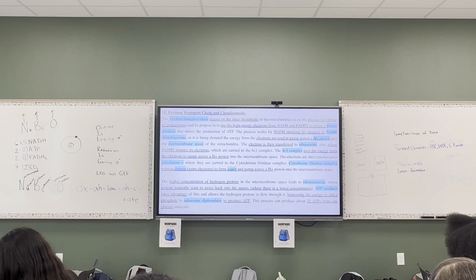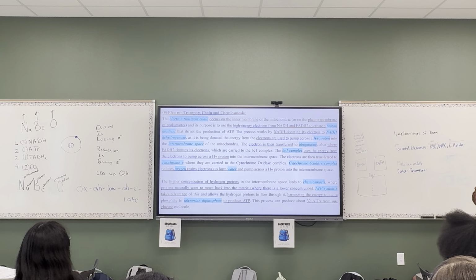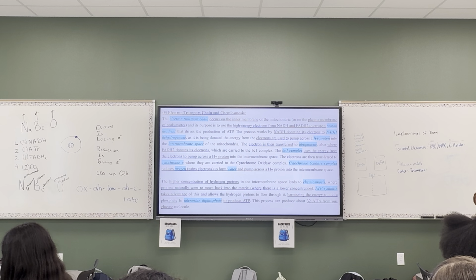Harnessing the energy to add a phosphate to adenosine diphosphate to produce ATP. This process can produce about 32 ATPs from one glucose molecule. So we get quite a bit of ATP produced. Do you guys remember what is the total or the net ATP produced in glycolysis? 2. 2. How many ATP are produced in pyruvate oxidation?